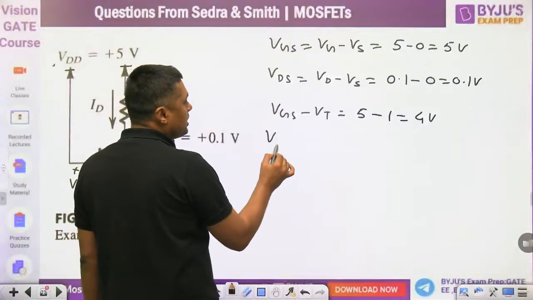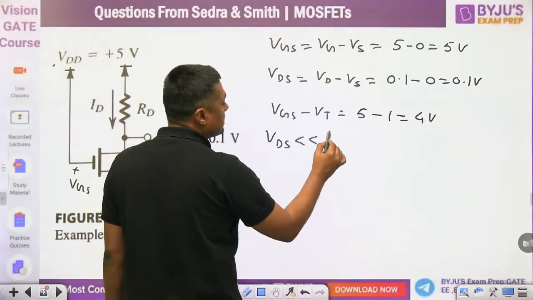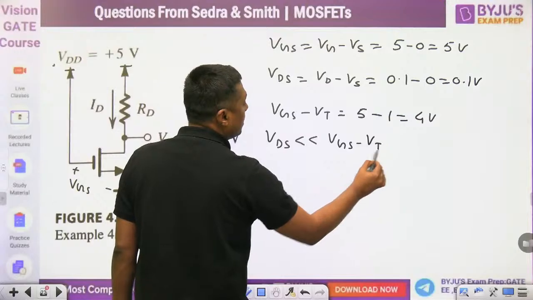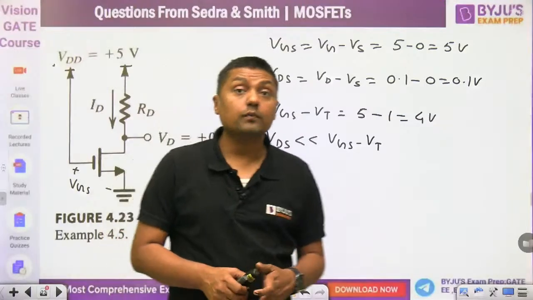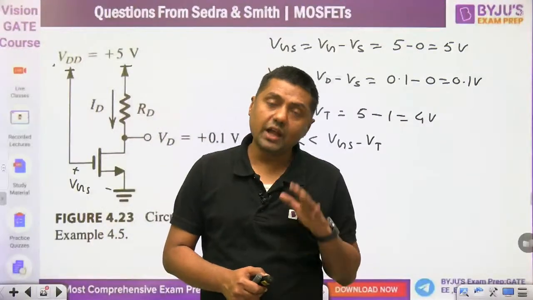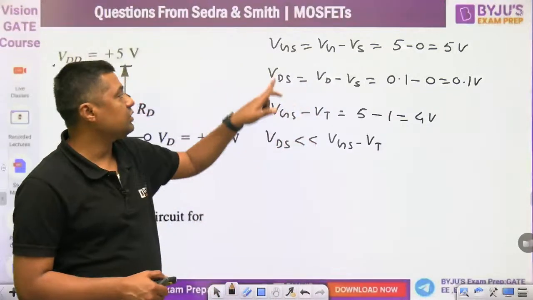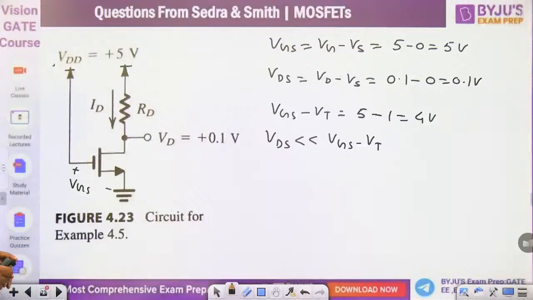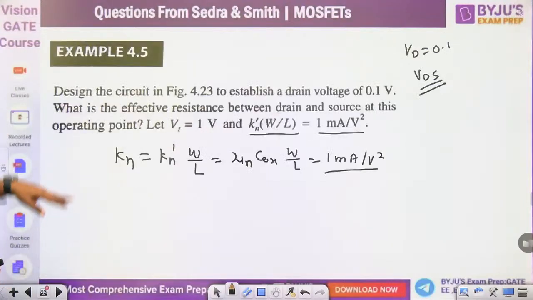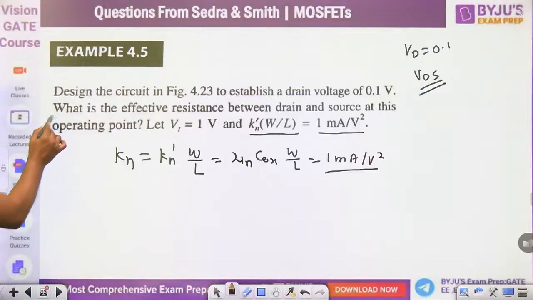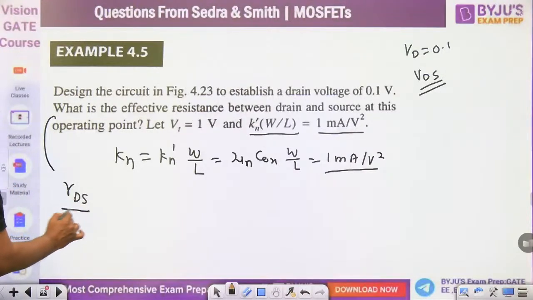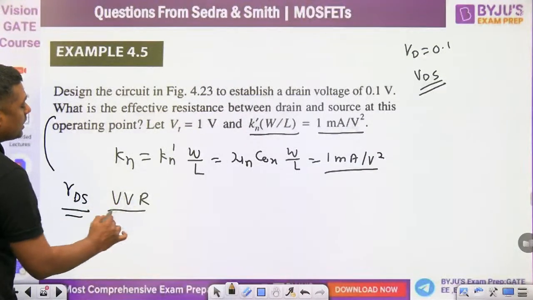And watch this, VDS is very, very small as compared to VGS minus VT. When the VDS is very, very small, it means it is in the linear ohmic region, the triode region. And VGS is greater than the threshold voltage. So what is asked here? Design the circuit means you have to find the value of RD. What is the effective resistance between drain and source at this operating point? You have to find the RDS also. VVR, voltage variable resistor. VVR.